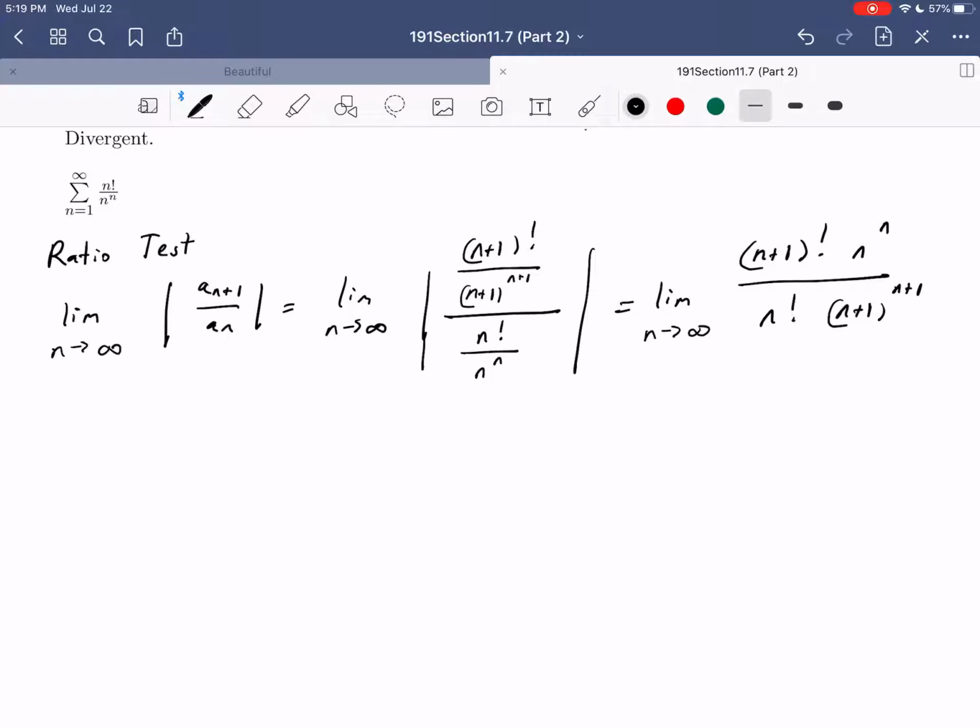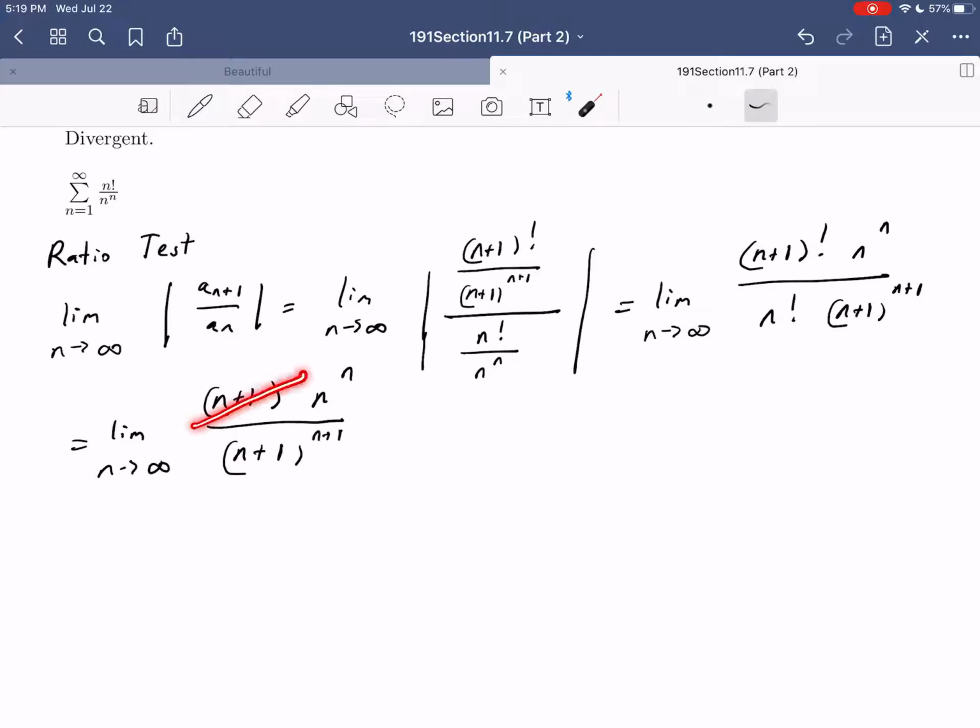Okay, we just did an example of simplifying these, so let's go ahead and do that. And this is just going to give us an n plus 1 here. So we're going to end up with the limit as n goes to infinity. We've got n plus 1 up top, n to the n, and n plus 1 to the n plus 1. Okay, at this point, we can cancel a single factor of n plus 1 with this, and just have this be n plus 1 to the n. So, limit as n goes to infinity of n to the n over n plus 1 to the n.